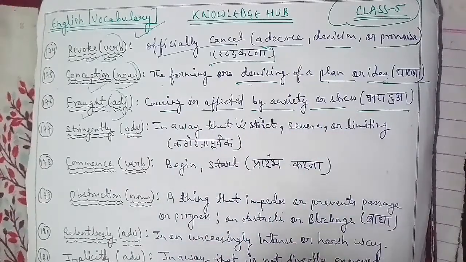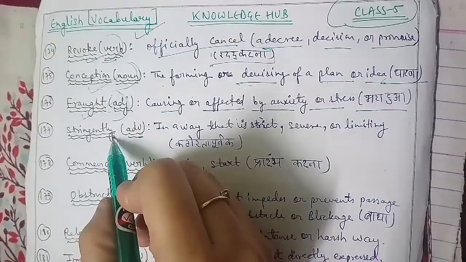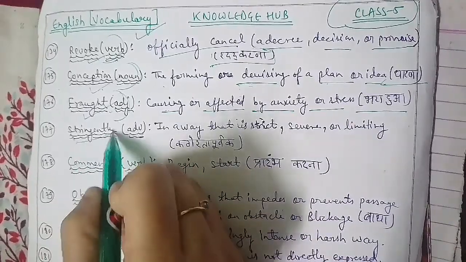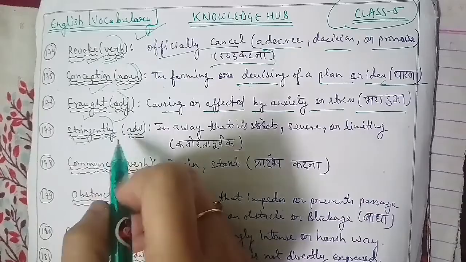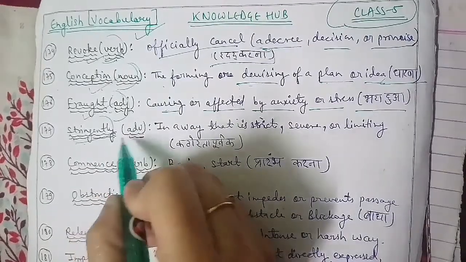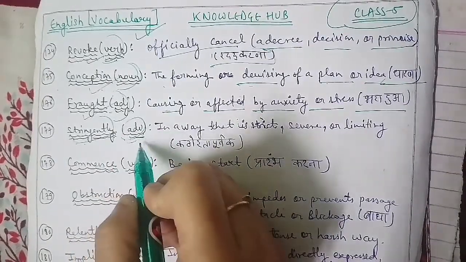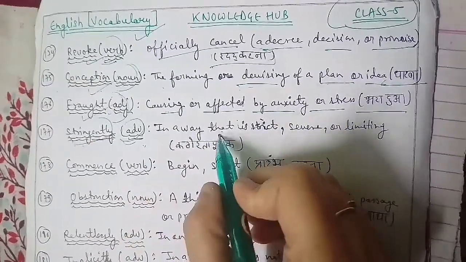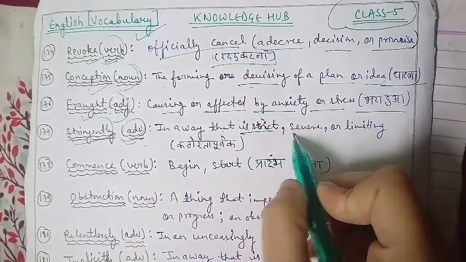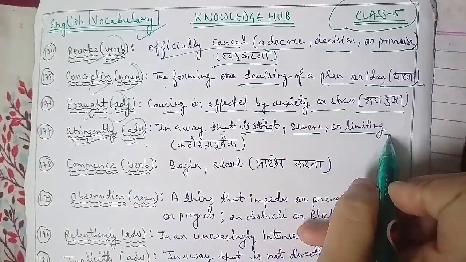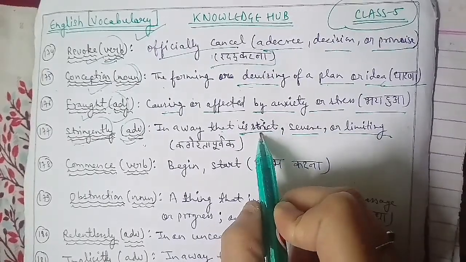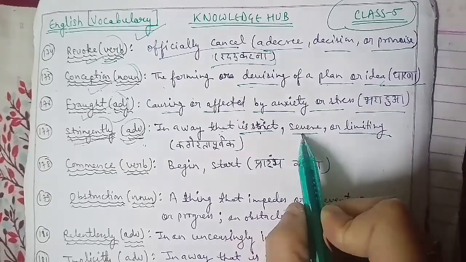Now moving on with the next word, 177. The 177th word we have is stringently. Stringently is a word that is used as an adverb here. The meaning of stringently is in a way that is strict, severe or limiting. तो बेसिकली जब कोई चीज़ स्ट्रिक्ट फॉर्मेशन में हो, या सिवियर या लिमिटेड हो, जिसे हम हिंदी में कहते हैं कठोरता पूर्वक, स्ट्रिक्ट होना, कठोर होना, तब you can use the word stringently there.